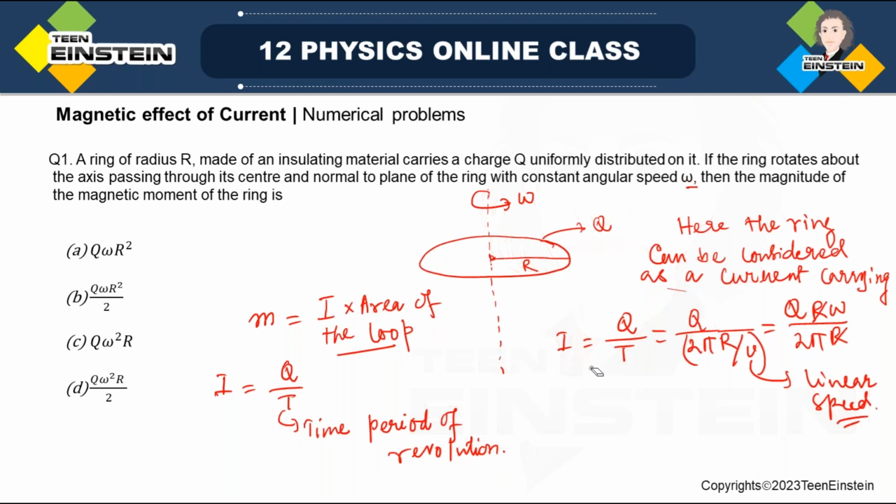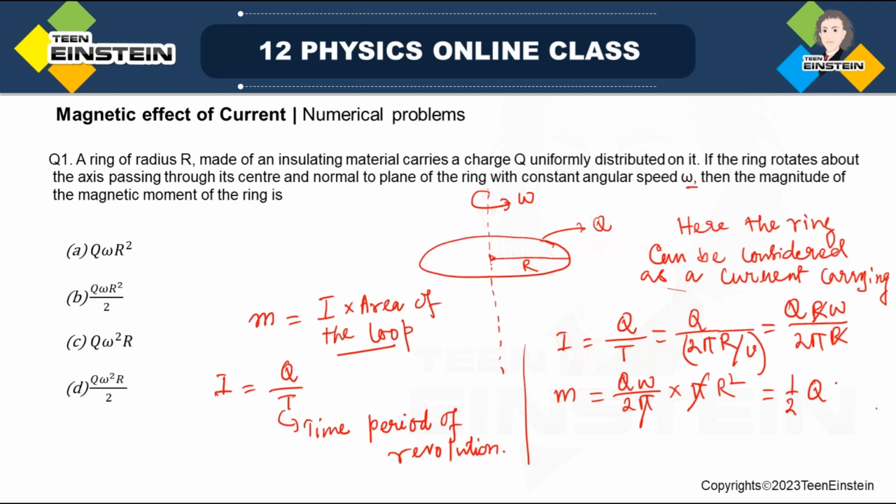Now see what I have to do. I have to find out the magnetic moment. So magnetic moment M is equal to I, which you have already found out, Q omega by 2 pi, into pi r square. This is the area of the loop. So pi goes off. So what we get is half Q omega into r square.